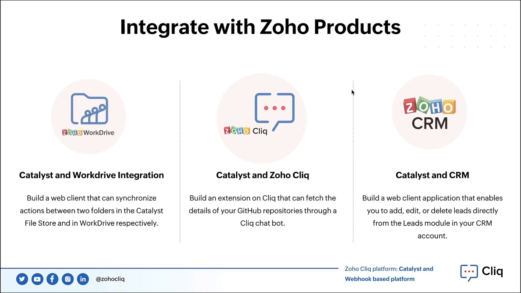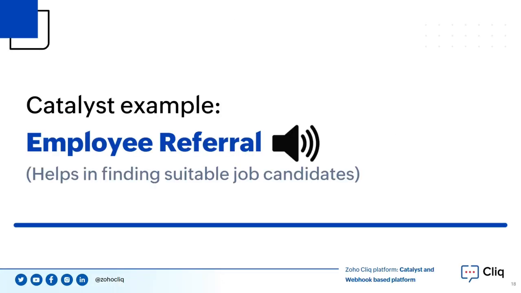And of course, the best part about Zoho products is that they talk with each other. So once you have Catalyst in your ecosystem, it can be used easily to communicate with your WorkDrive, Cliq, as well as the CRM. All you need to do is build an extension or a web client application which performs your desired actions. Say for example, in CRM, if you need to add or edit a particular lead directly from the lead module in the CRM account, you can directly build a web application that does exactly this and use Catalyst to achieve this action. So handing over to Purvik for a couple of other Catalyst examples.